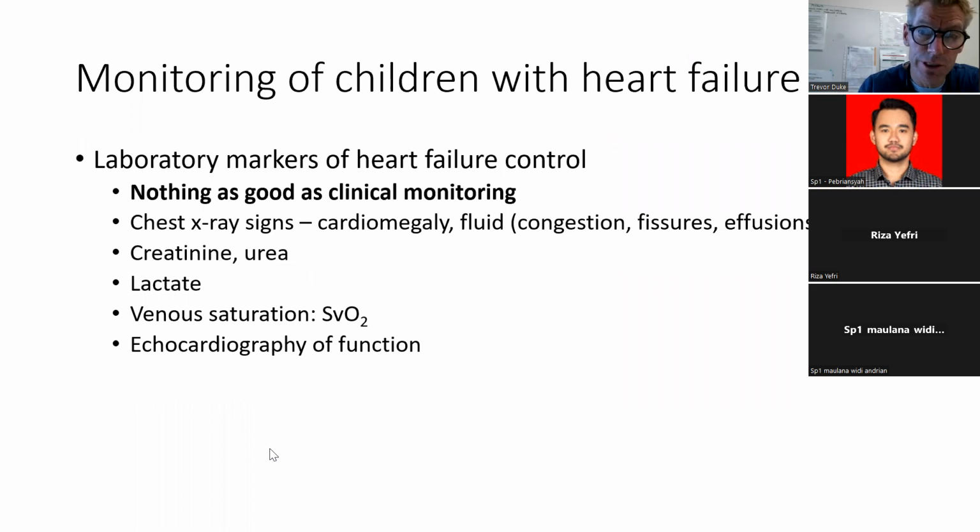There are some laboratory things you can check for in children with heart failure, but I think nothing is as good as clinical monitoring. Of course, you can repeat their chest x-ray and see if their cardiomegaly or their congestion is getting better. But usually you see it clinically before their x-ray gets better anyway. You can monitor their urine creatinine, but you can also monitor their urine output. So clinical monitoring is the most important thing.